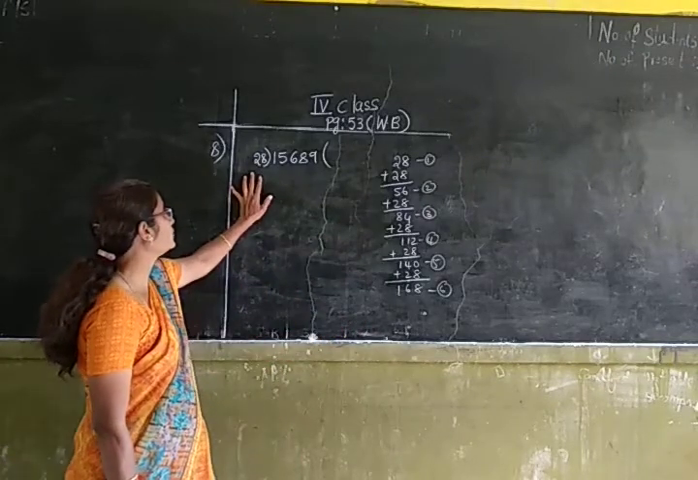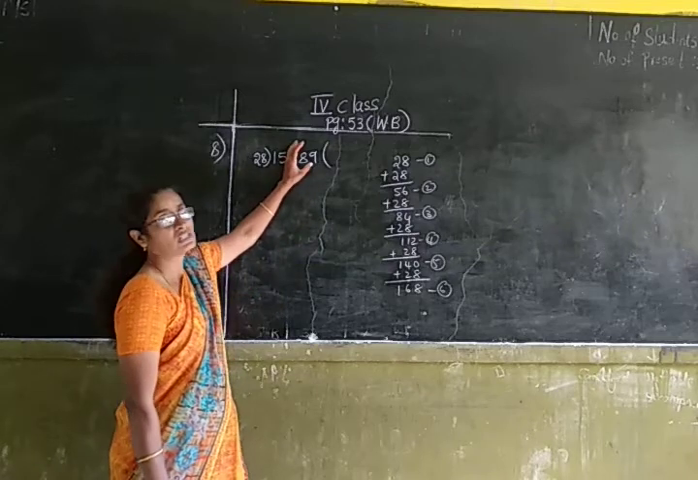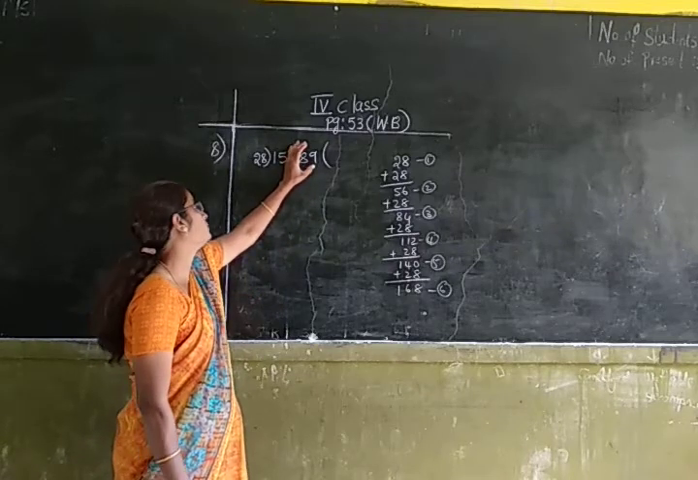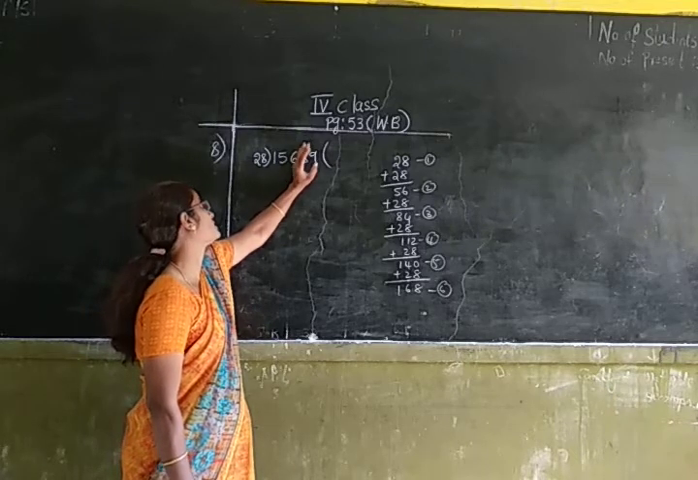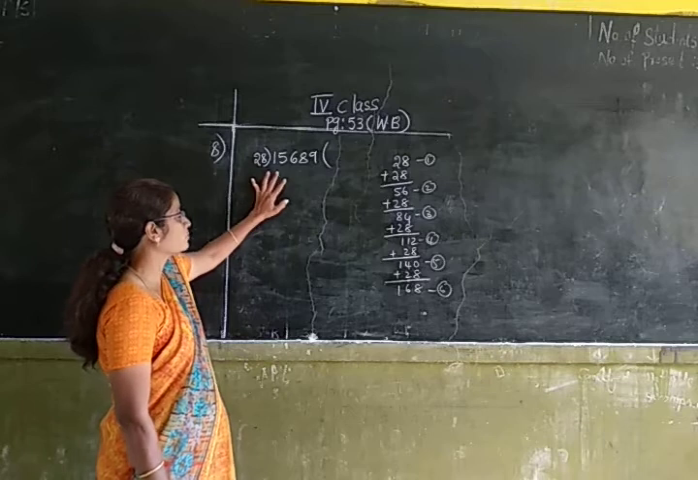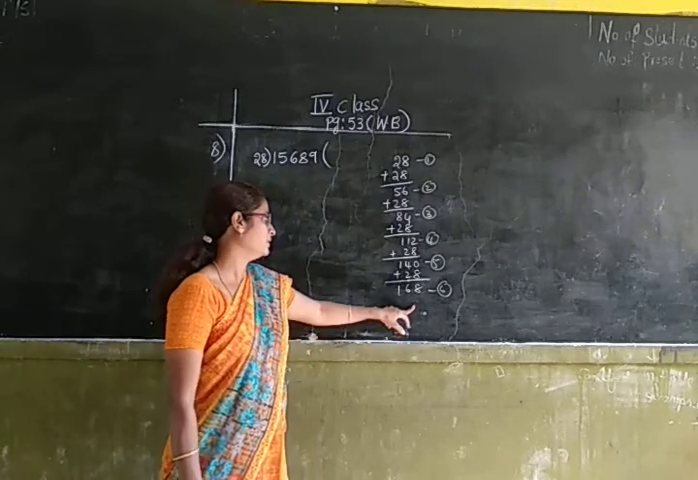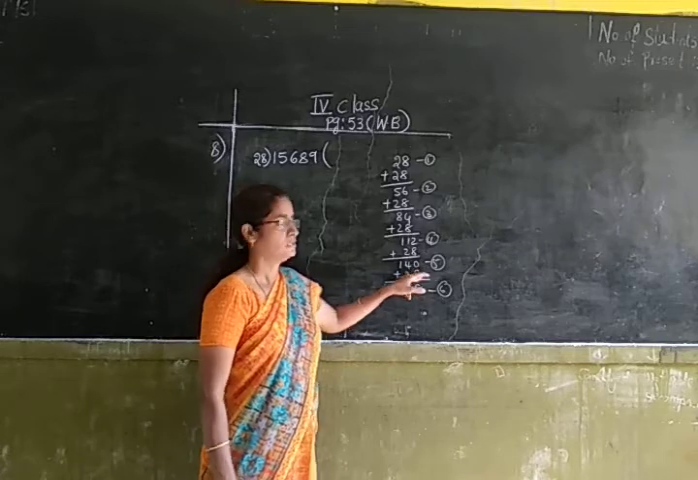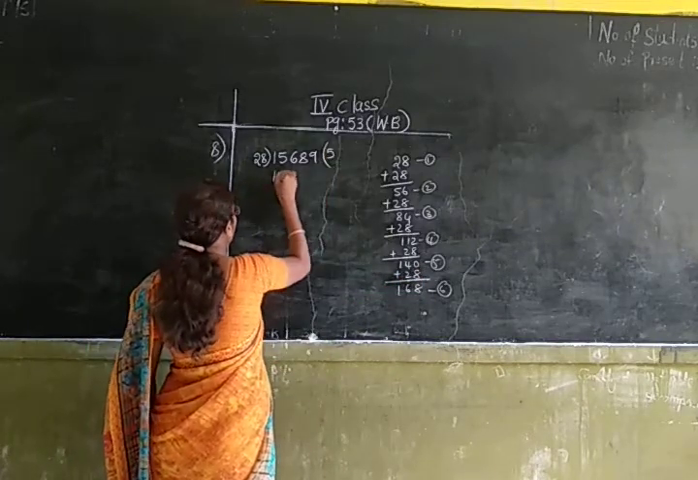So, how many digits do you have to take? Here, if you take 2 digits, then 15 will be smaller than 28. So, you have to take 3 digits, that is 156. So, how many times does 28 go in 156? If you take 168, it will be bigger. So, you have to take 140. That means 28 goes 5 times in 140.